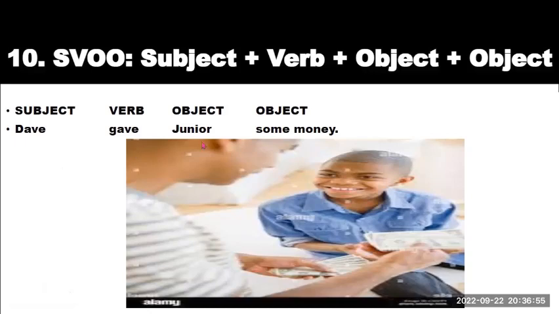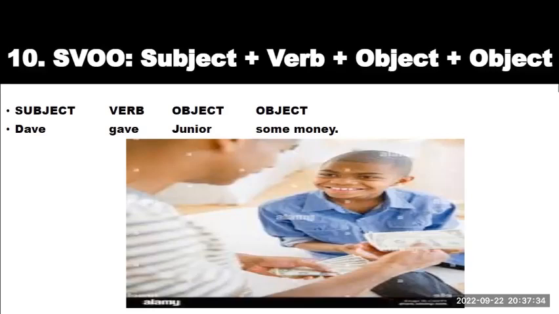Now, Dave gave Junior some money. Some money is the direct object because when you stretch your hand to give money to someone, that action of giving has first been performed on the money before it is extended to the receiver. So the receiver is the indirect object, and the money or the gift is the direct object. So the direct object is some money, and the indirect object is Junior. Now, I hope this is clear.